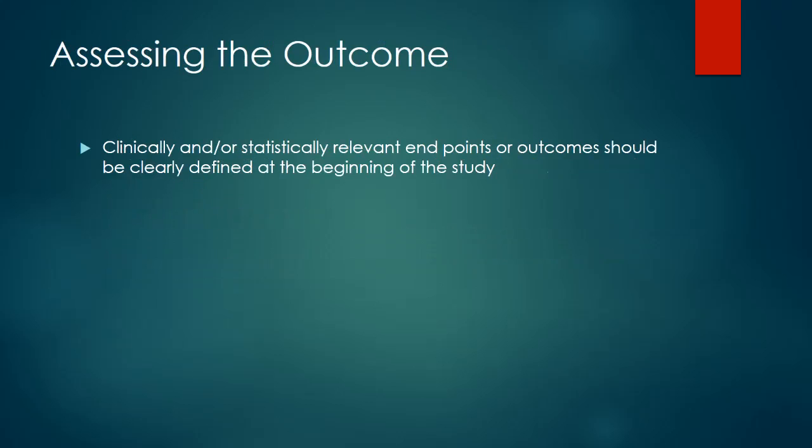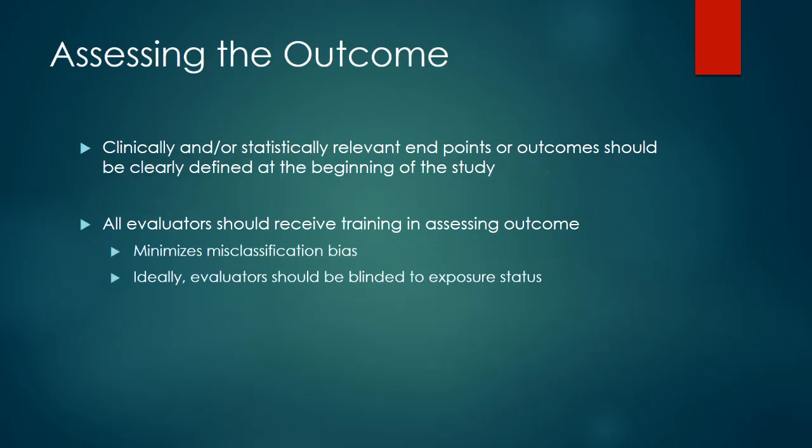And finally, when we're measuring the outcome, we want to make sure that we're using clinically or statistically relevant endpoints, and they should be defined at the beginning of the study. So it's not unusual to have a primary outcome and then potentially some secondary outcomes. But again, those should be listed a priori and then evaluated consistently across all study participants.